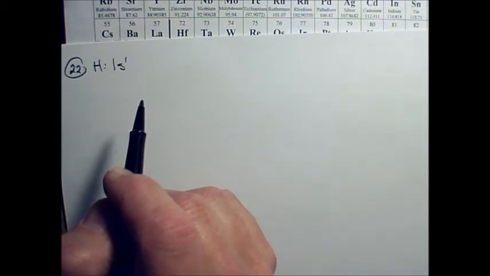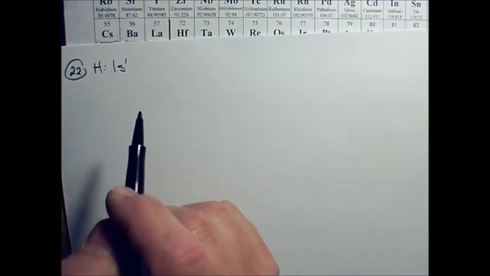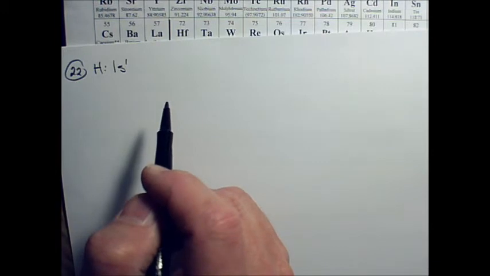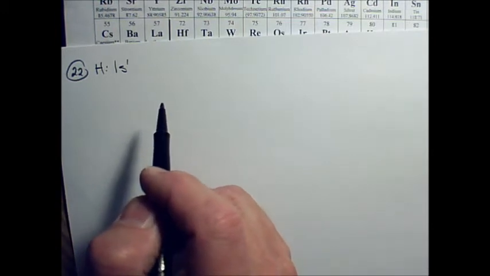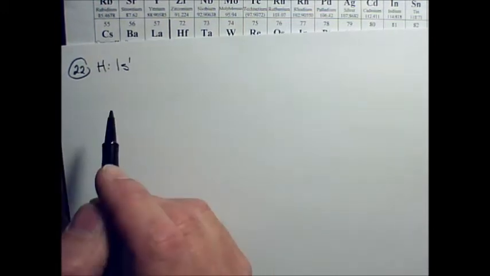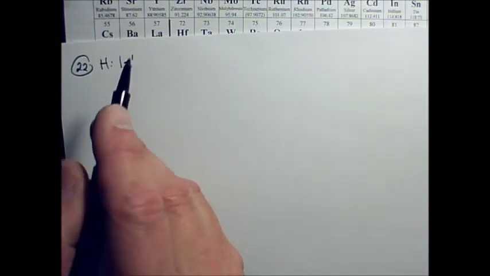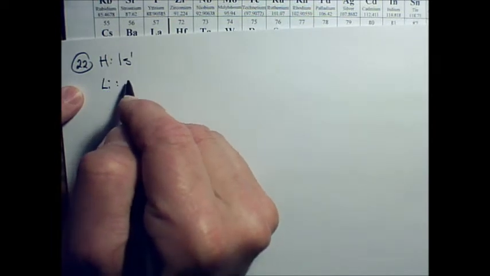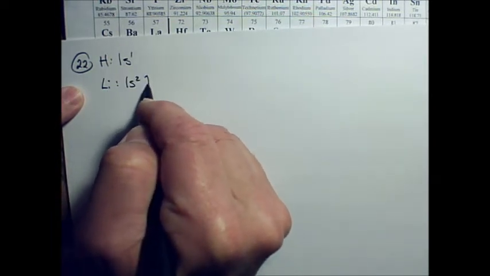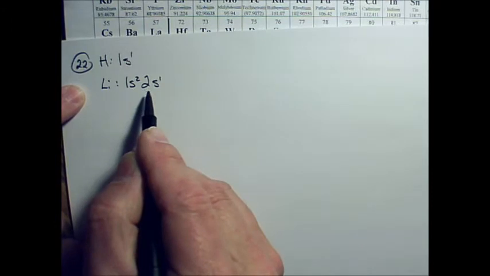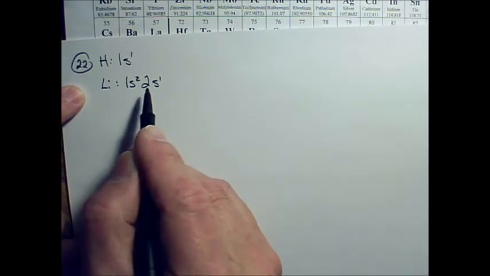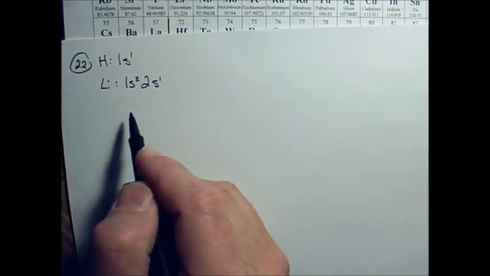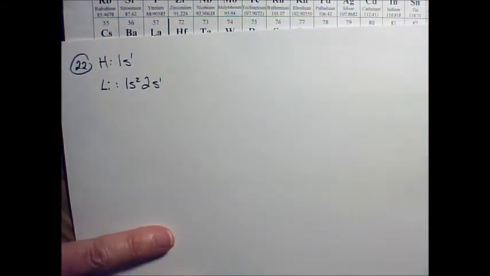It doesn't answer the first part of number 22. Sorry. But it does answer the second question. Okay. The next element we come to is lithium. And lithium's electron configuration is 1s2, 2s1. Well, there's the highest energy level. That's the valence level. And there's one electron. So lithium is one of those with one valence electron in the highest energy level.